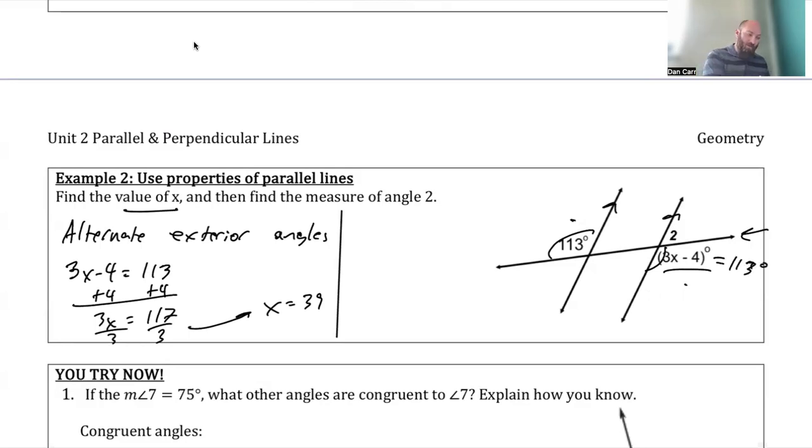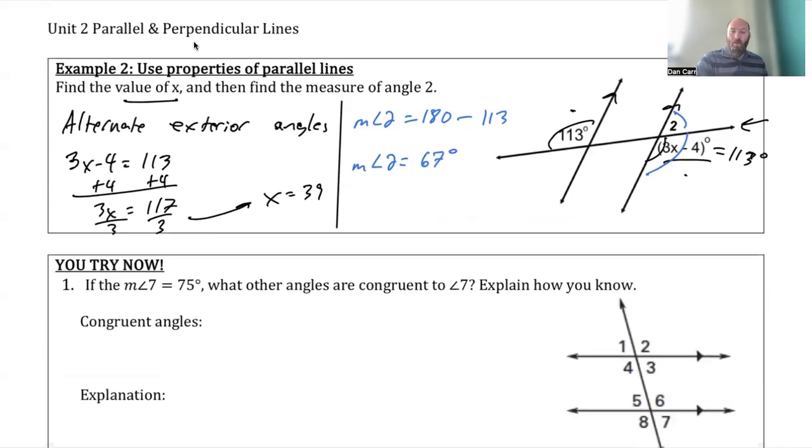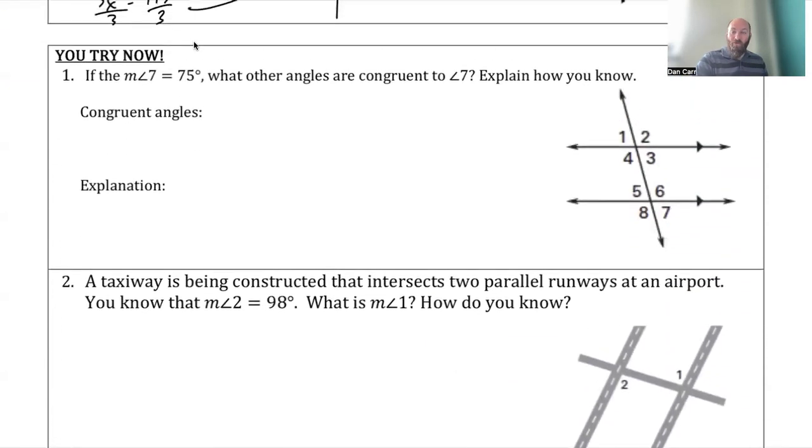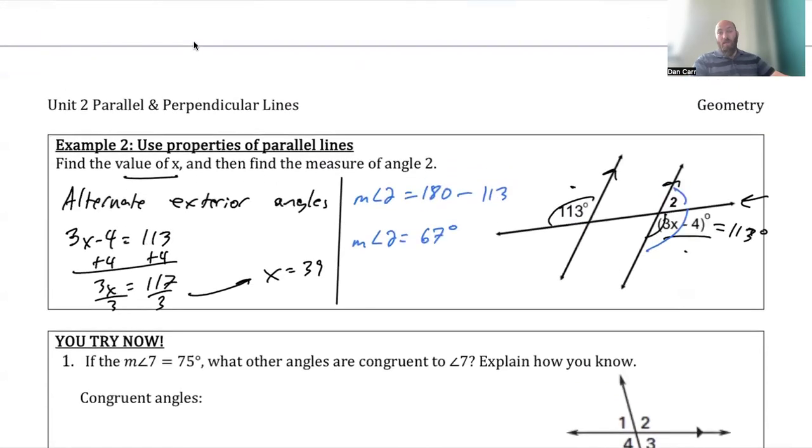So that means for my second relationship for finding angle 2, these two angles are making a linear pair. So the measure of angle 2 is going to be equal to 180 minus the 113 there. So 180 minus 113 comes out to 67 degrees. Yeah, 67 degrees there. So try out some of these other ones. Again, you're looking for those angle relationships there.